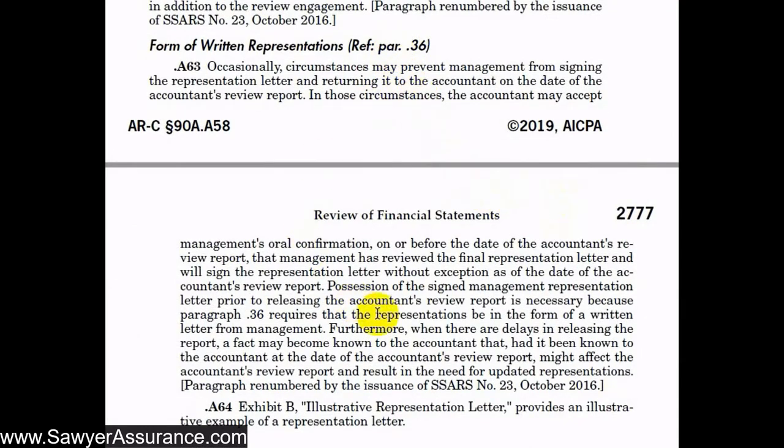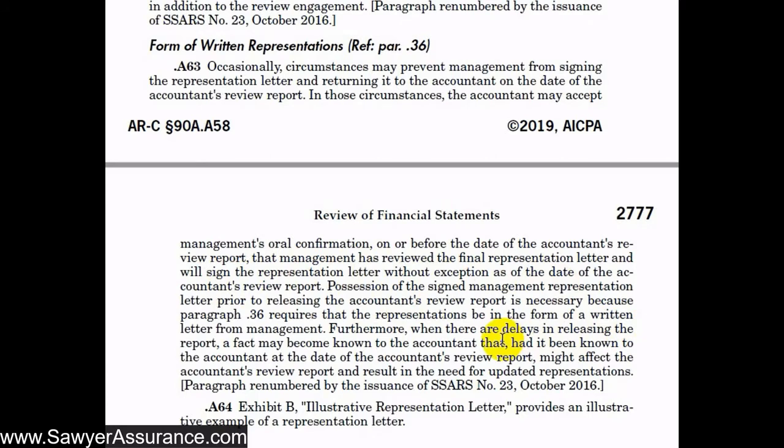And finally, there might be instances where it's difficult for the accountant's review report date to match the date in the representation letter. For example, if the person we want to sign the representation letter is out of town or not near a computer, they wouldn't be able to sign it on the day we plan to issue the review report. So in those circumstances, we may accept management's oral confirmation on or before the date of the review report that they have reviewed the final representation letter and will sign it without exception as of the date of the accountant's review report. However, we can't release the accountant's review report without the signed management representation letter.